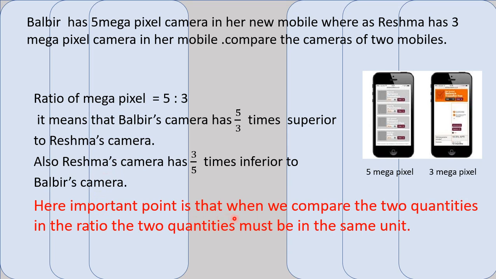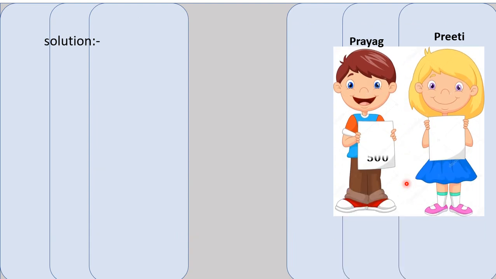Here, the important point is that when we compare two quantities in a ratio, the two quantities must be in the same unit. If one quantity is in centimeters and the second one is in meters, we cannot compare. So for comparing, it is important that both quantities have the same unit. If one is in centimeters and the second one is in meters, we have to convert one of the quantities into the other unit. So let's have a look.